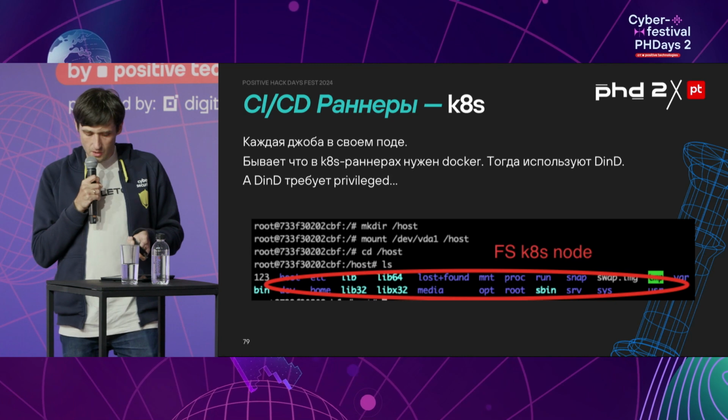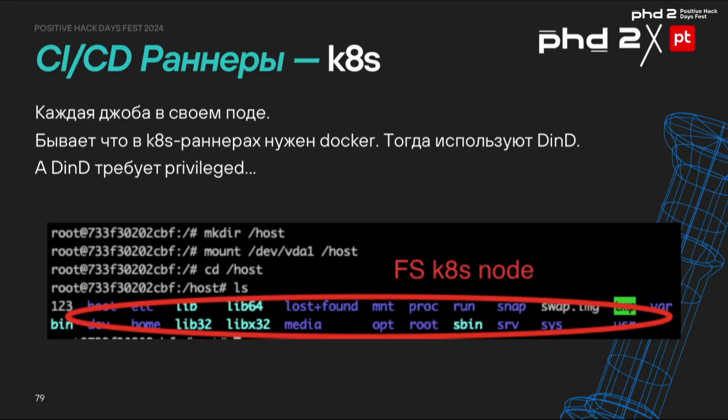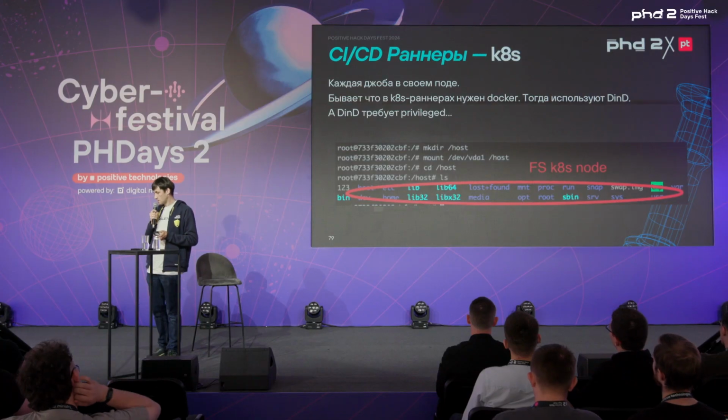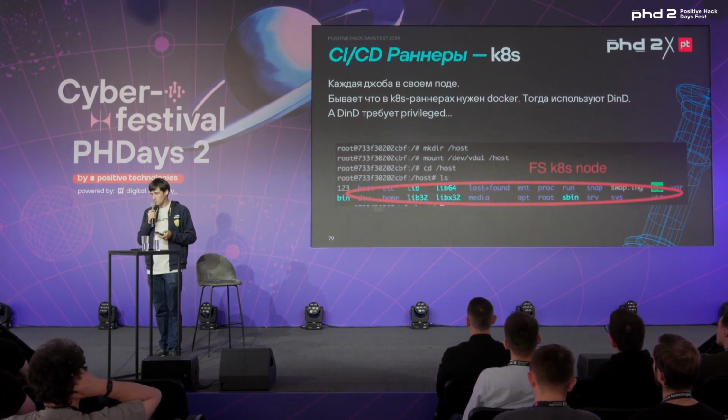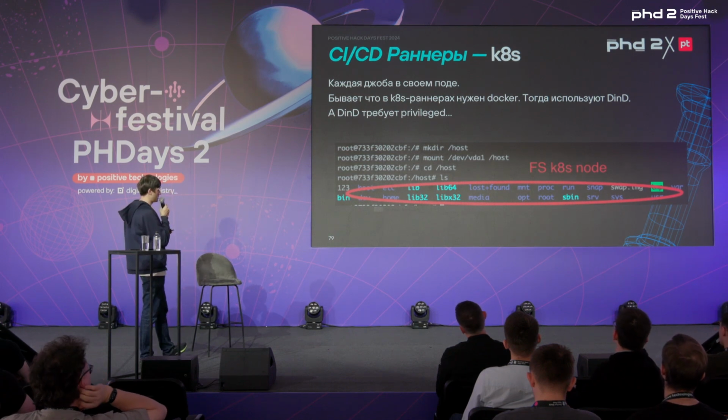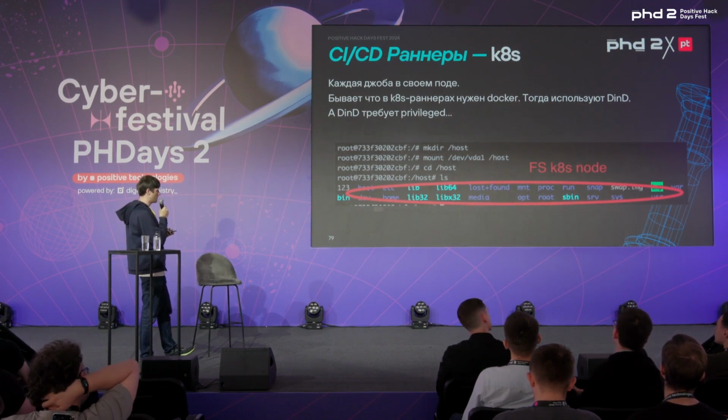And Kubernetes, so here every job is in its own pod. It is secure by default, but we have a DIND. Well, that's another issue. If we need a Docker, then here we have a DIND. And if we have a DIND, then we have a privileged. And if we have a privileged, then we can go to the node. As an example, we just mount the node file system, and that's it. And then you can do anything else.